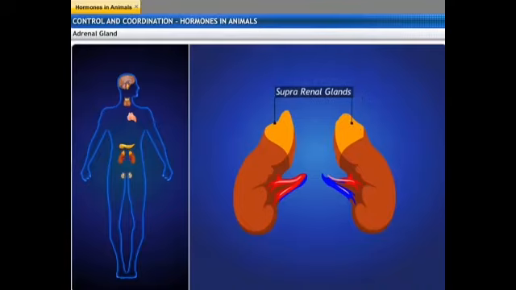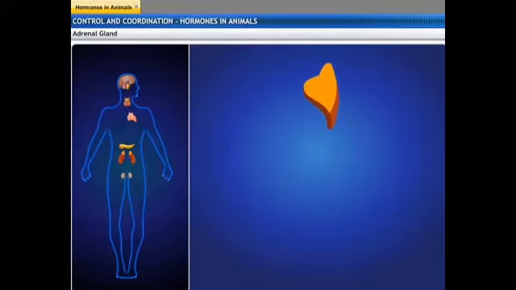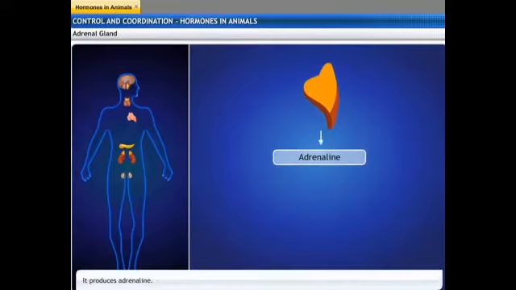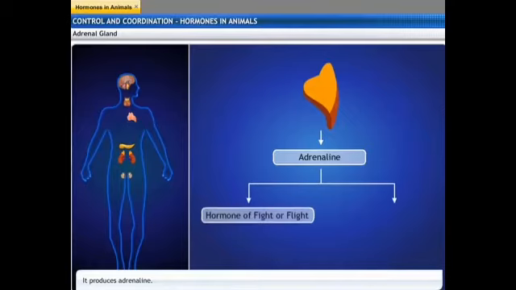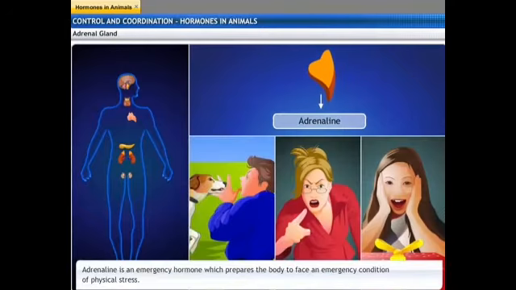The next one is the adrenal gland. From the name itself, adrenal, that is what? Above the renal. Renal means the kidneys, so they are present above the kidneys. It releases the hormone known as adrenaline. And this adrenaline is the fight or flight hormone, also said to be the emergency hormone. This adrenaline is an emergency hormone which prepares the body to face an emergency situation of physical stress.